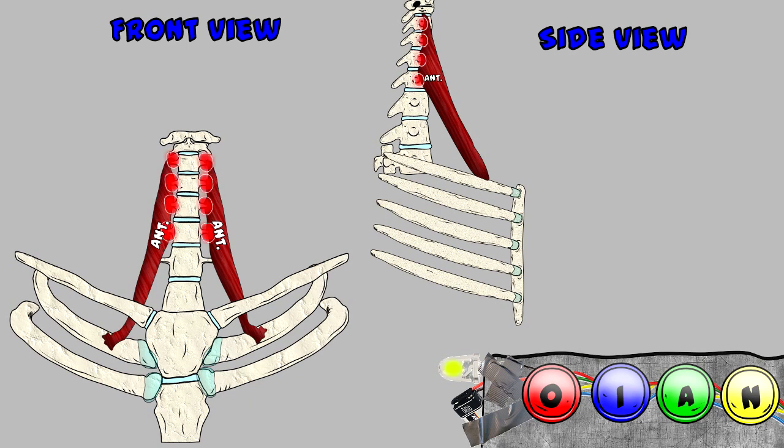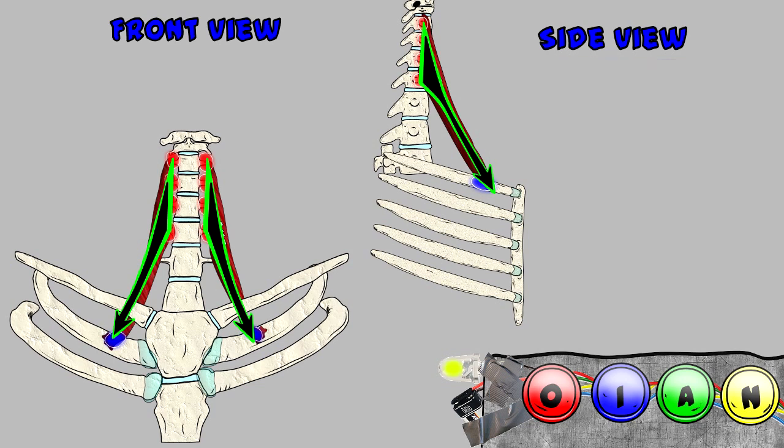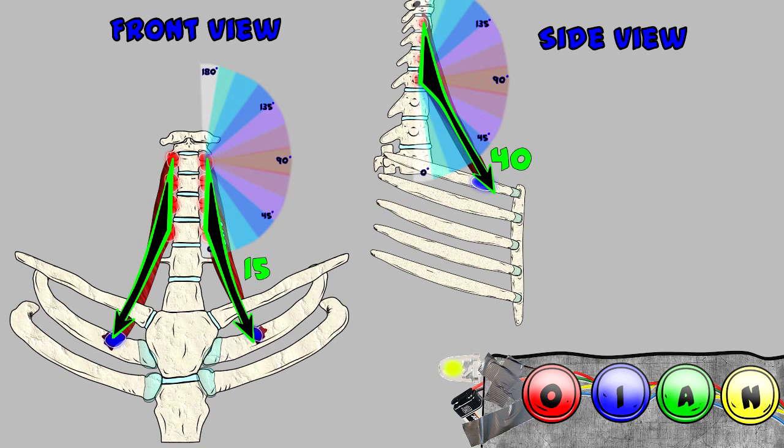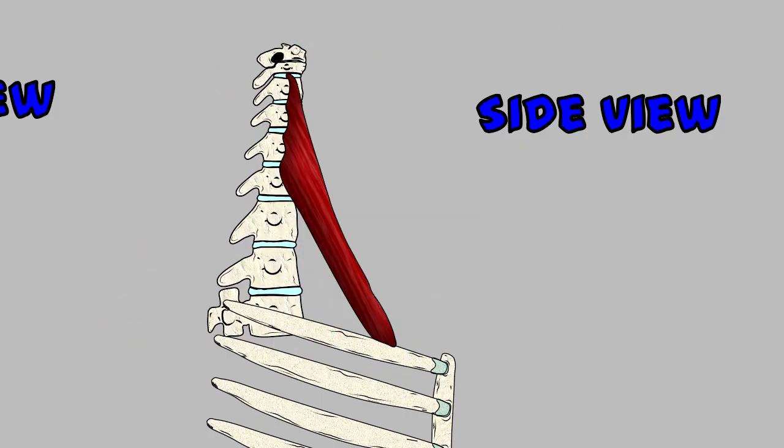If you look at the origin up there, and you look at the insertion down there, and you make an imaginary line, that's going to give you your line of pull. If you take a look at this link, you'll learn more about line of pull. So looking at the line of pull of the anterior scalene, we can see more torque will be produced in the sagittal plane on a frontal axis, aka the side view. And that's why a muscle contraction produces flexion of the head.